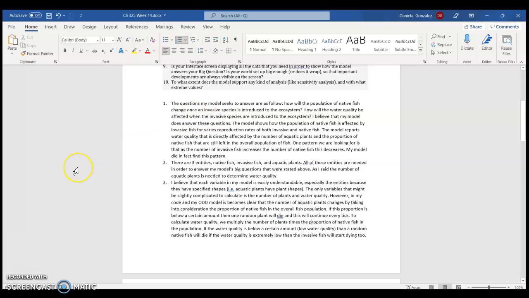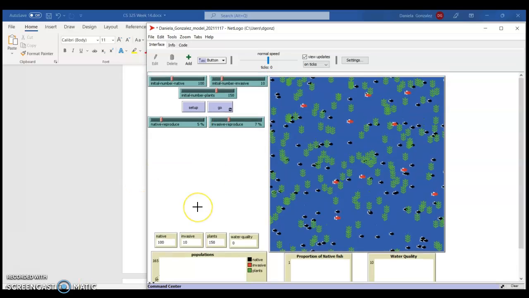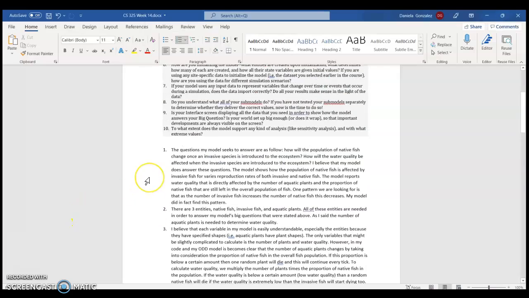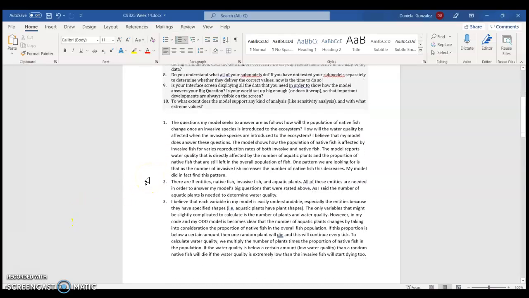I believe my model does answer these questions, as we could see how the population of native fish is affected when there's a lot of invasive fish introduced, when there's a little bit of invasive fish introduced, or small number versus large number of invasive fish introduced, and then we could also see how it is affected when the invasive fish have a range of reproduction rates, and that also goes for the reproduction rate of native fish.